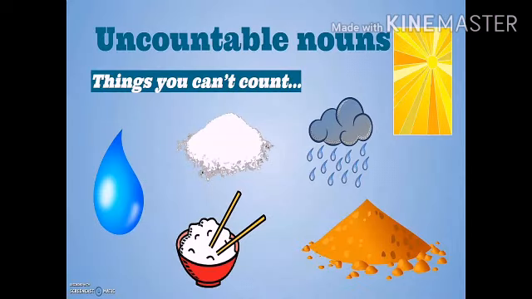These nouns cannot be used with a number. Why? Because they cannot be counted. These are some of the examples for uncountable nouns: water, rice, salt, sugar, rain, sand, light.